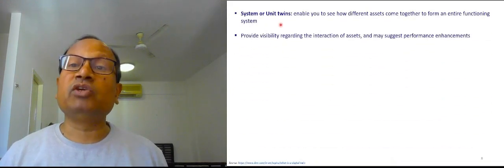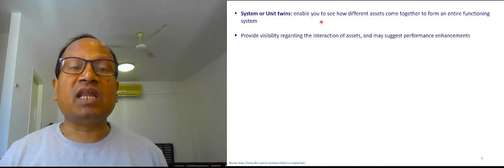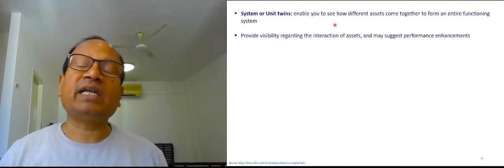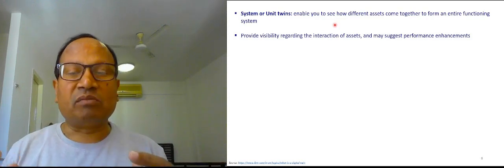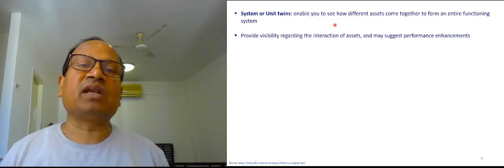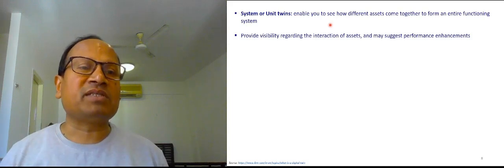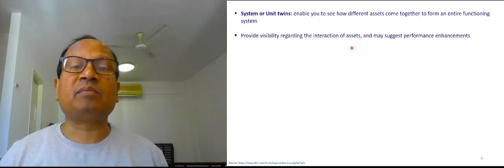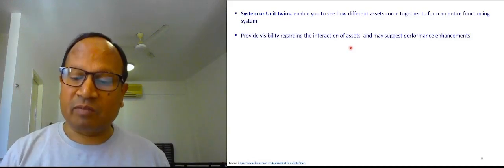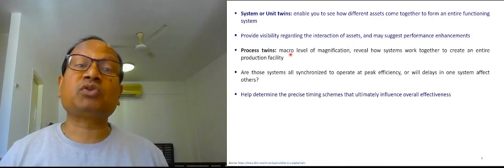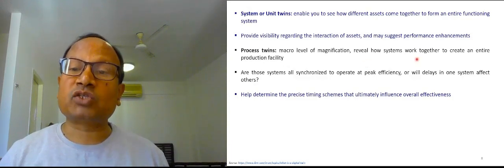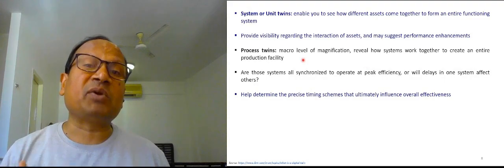Let's understand the other, system or unit twins. These enable you to see how different assets come together to form an entire functioning unit. Like an asset combines two components, similarly, if we combine more and more assets, it becomes a system. It provides visibility regarding interaction of assets and may suggest performance improvement as well. Process twins, macro level of magnification. It reveals how systems work together to create an entire production activity.